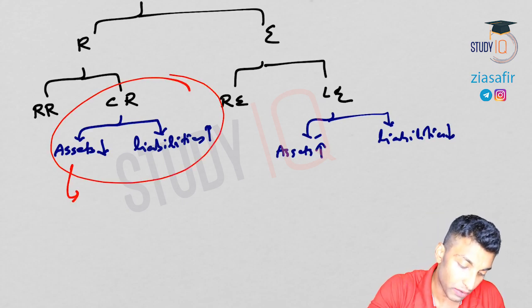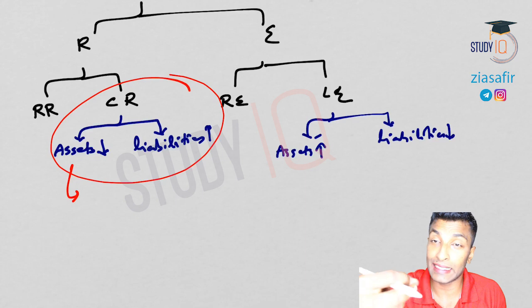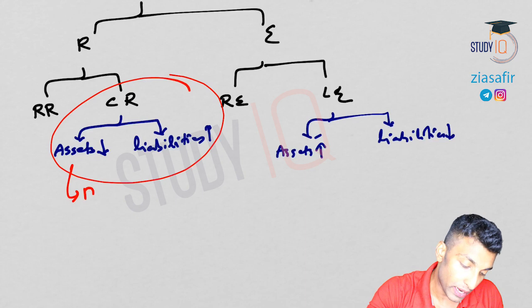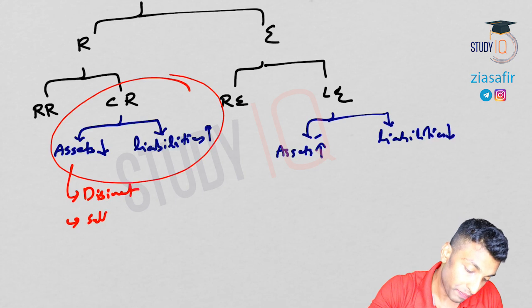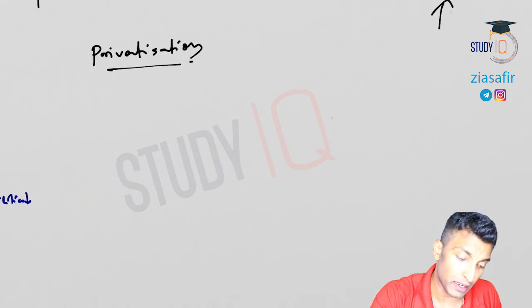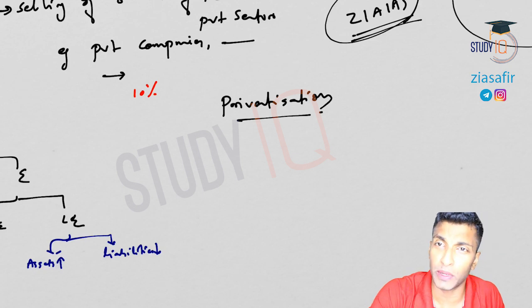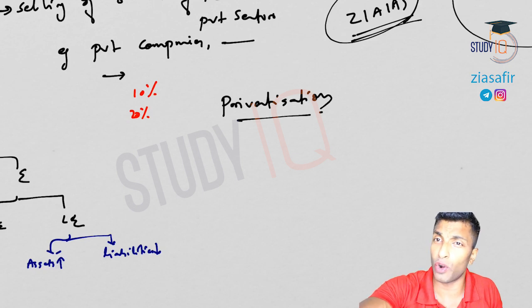One of the methods here is disinvestment. Disinvestment means you are selling the shares. When you sell the share, you get money, so the assets are reduced, and it is a capital receipt. So I will write under here: disinvestment, or totally selling the assets, selling assets completely. When I talk about disinvestment, you are selling shares, maybe 10%, 20%, 30%, 40%, 50%, 60%, all are disinvestment.